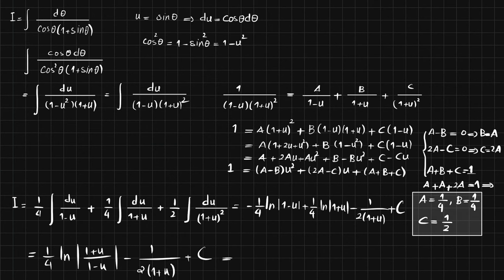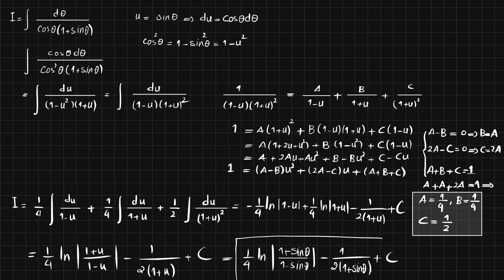But I have to switch back to my old variable theta. u is this expression, so it becomes 1 over 4 ln of absolute value of 1 plus sine theta over 1 minus sine theta, and then I have plus 1 over 2 arctan of sine theta, and plus my constant. So this is the answer that we get for this integral.